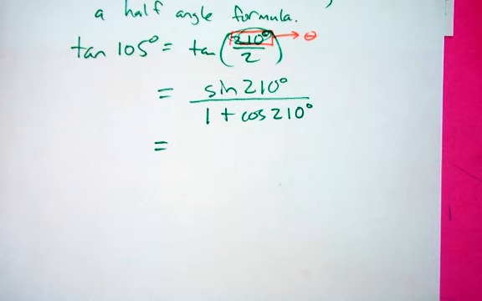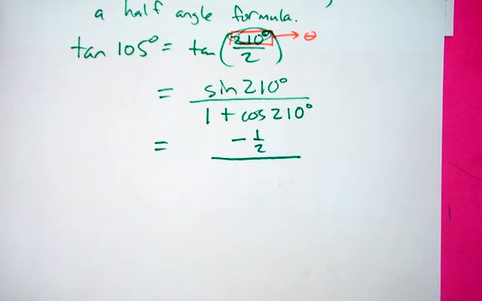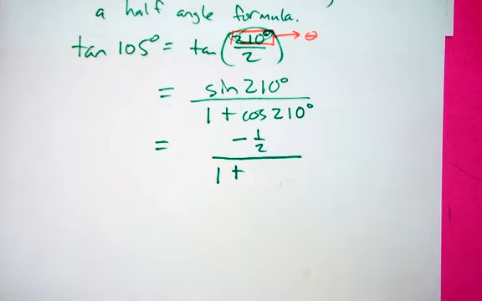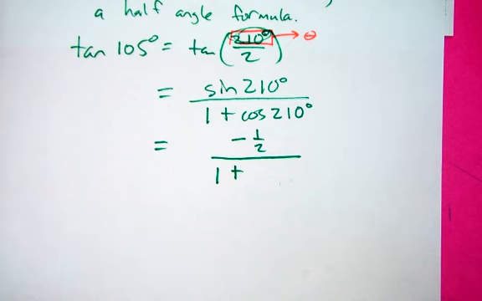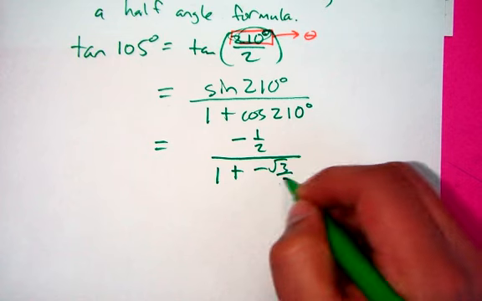And now we just do some trig. The sine of 210 is what? That's the angle, but what's the sine of 210? Negative 1 over 2. Good. That's the sine side. Cosines. 1 plus, what's the cosine of 210 then? Negative root 3 over 2. Very good.